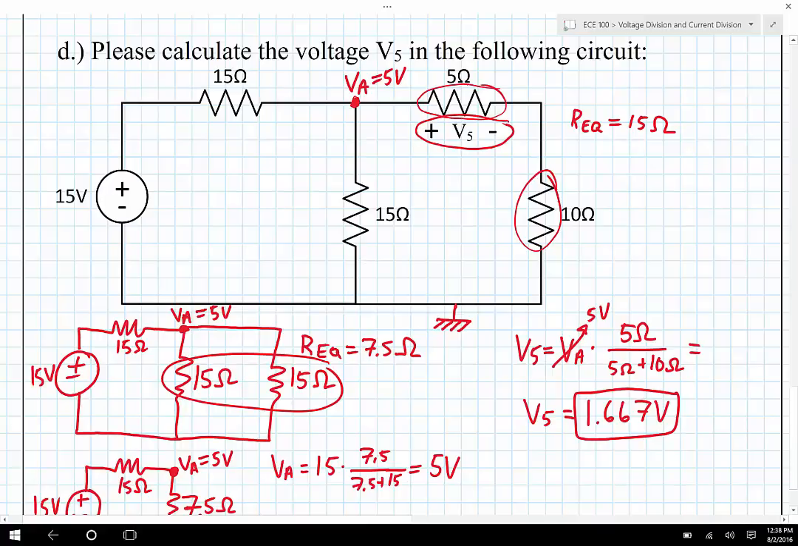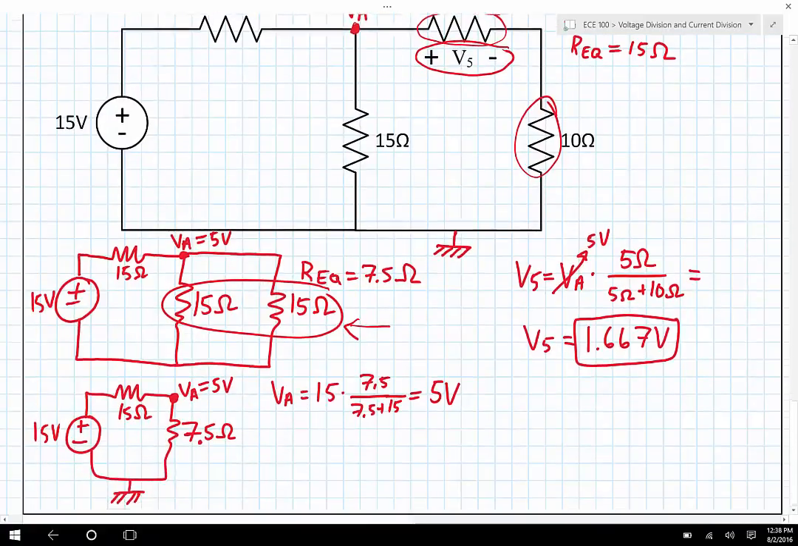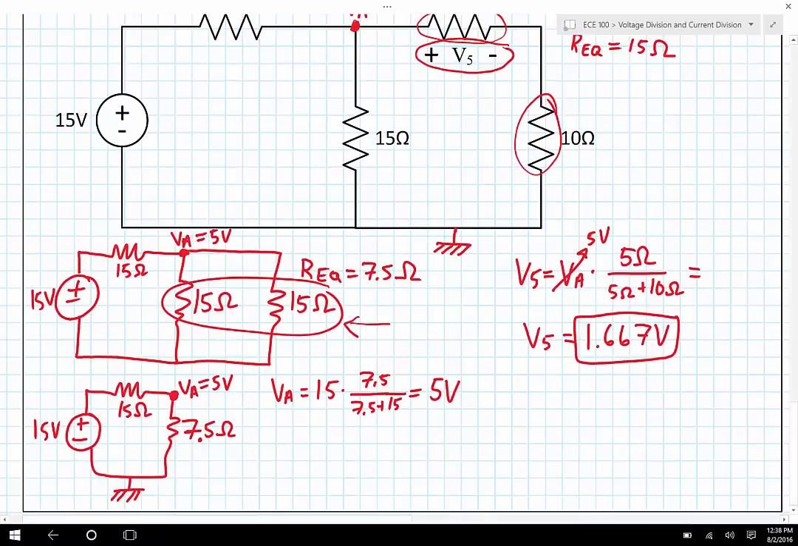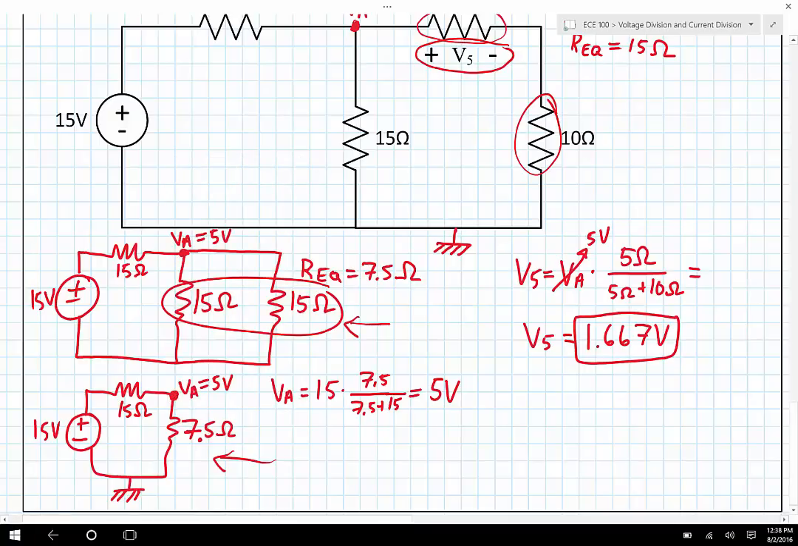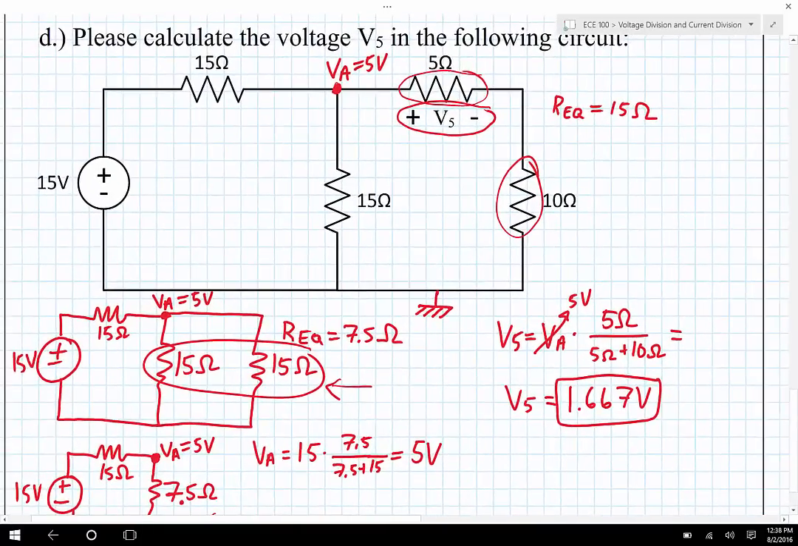So just to remind you what we did, we combined the 5 ohm and the 10 ohm in series. We got this second circuit diagram right here. Once we knew that circuit diagram, we combined the 15 and the 15 in parallel. We got the third circuit diagram right here. We were able to use voltage division to find V sub A from that circuit diagram. And then we were able to move up and see that V sub A appeared all the way back up to the first circuit diagram, which gave us the opportunity to apply voltage division across this path right here to the reference node. And that allowed us to calculate the voltage across the resistor, V5.